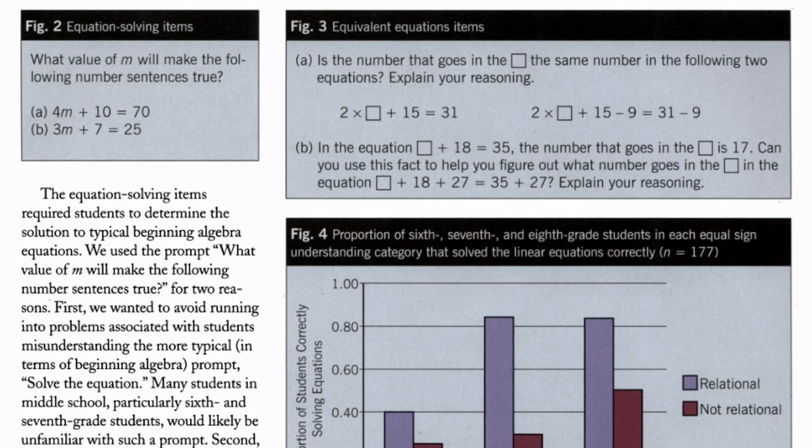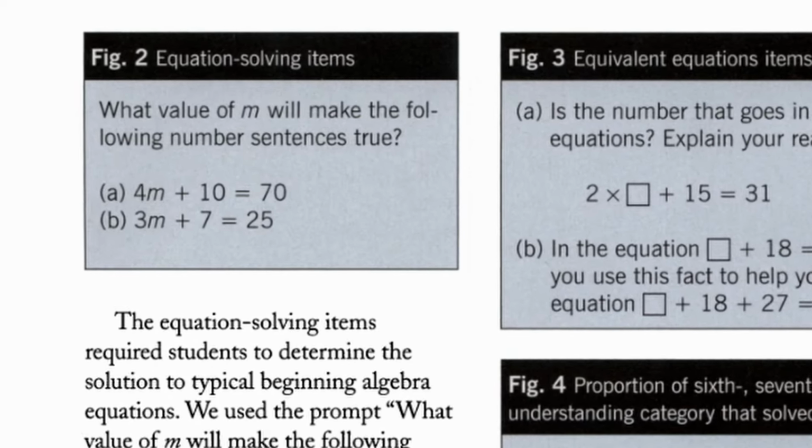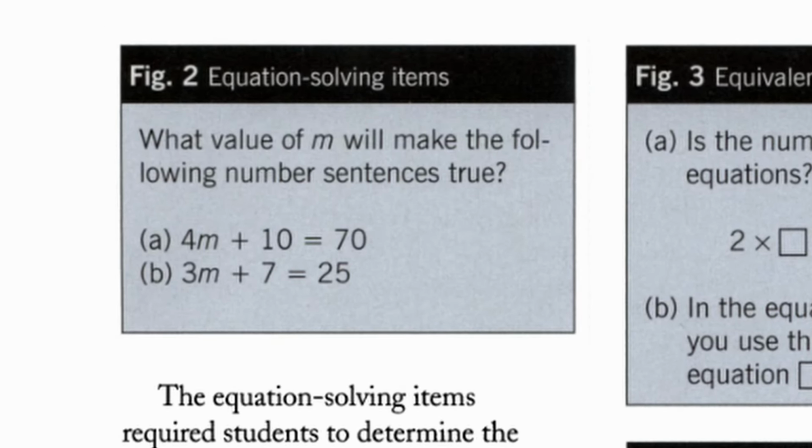So those researchers who asked those students what their understanding of the equal sign is, then gave them some algebraic questions, the kind of questions that they would start to see at those ages. So these are two examples. First of all, they gave them linear equations, such as these two. So 4m plus 10 equals 70, and then 3m plus 7 equals 25. And then the question is, what would the value of m be to make both of those statements true?